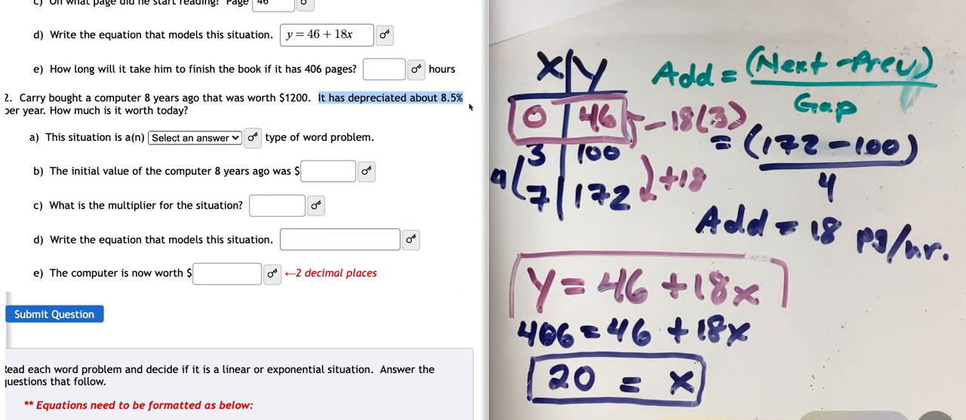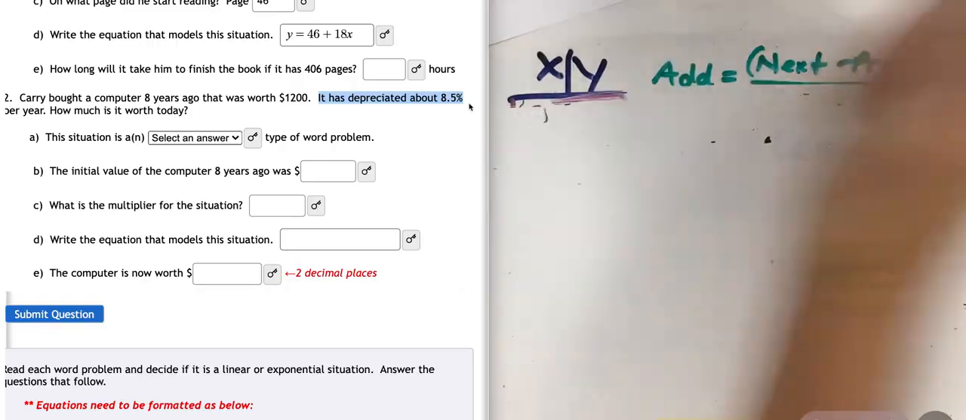So for this question right here, let me get my eraser here. Well, I don't have it, but we'll use this. All right, take the information that we're given here. Let's talk about what we know.